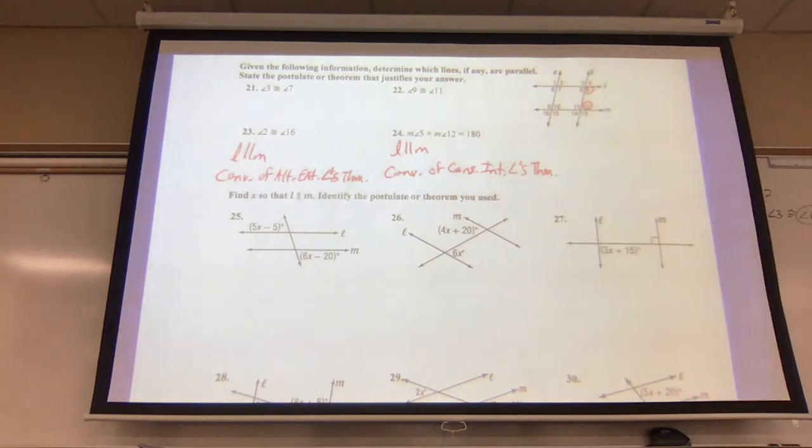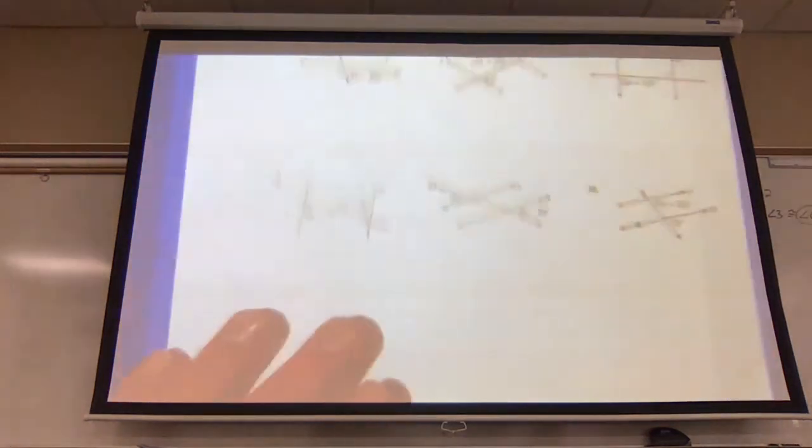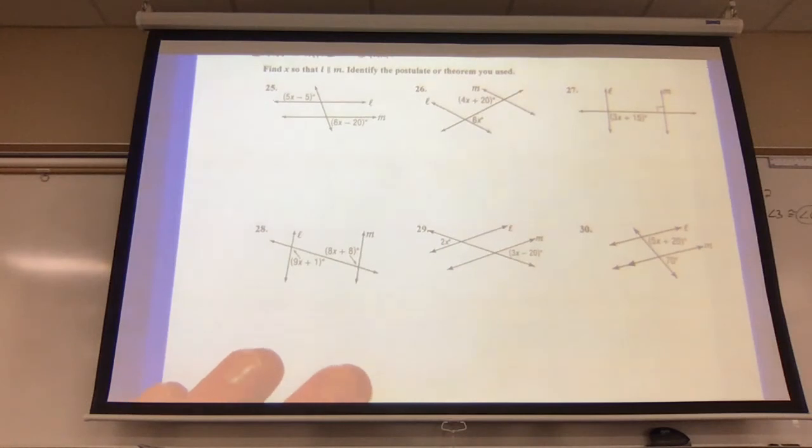Okay, let's go down to 25 to 30. 25 to 30, we're going to find x so that L is parallel to M. And also identify the postulate or theorem we use. So we have to find the one value for x that's going to make the lines parallel, and then come up with our theorem. Any of those you want to see?